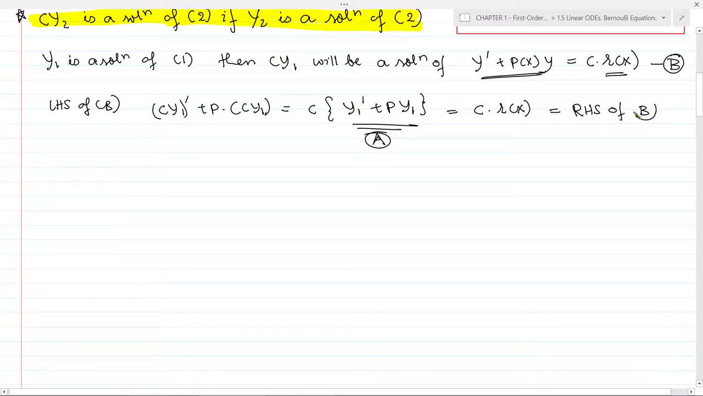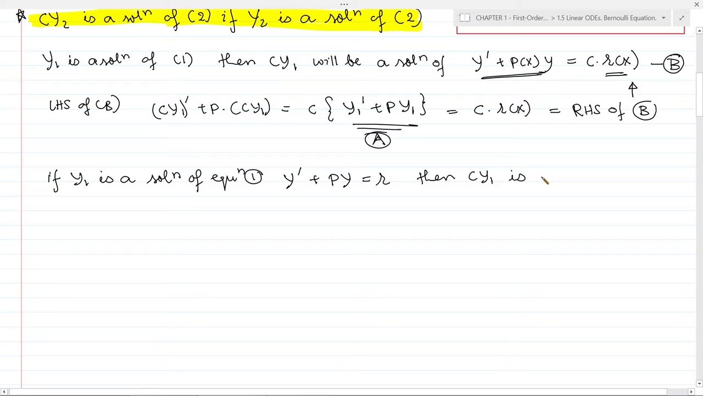So, from this we derive the property that if y1 is a solution of equation 1, which is y' plus p y equal to r, then cy1 is a solution of y' plus p y equal to c multiplied by r, and this is another property.